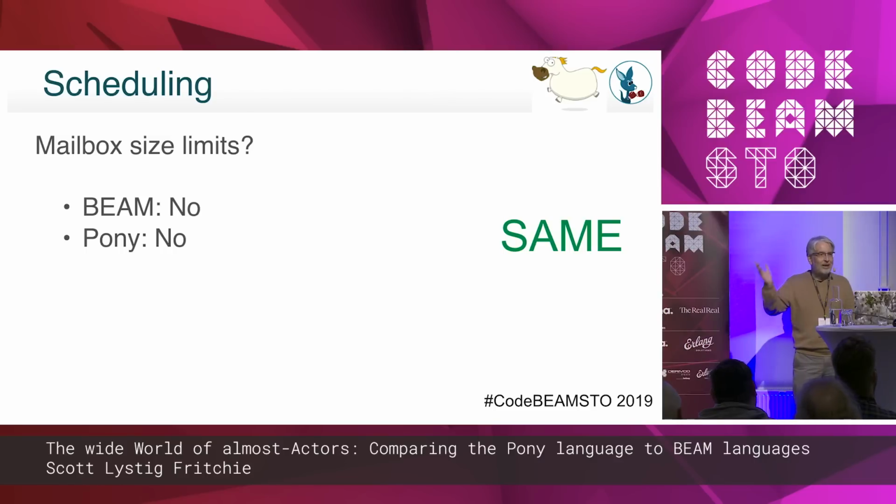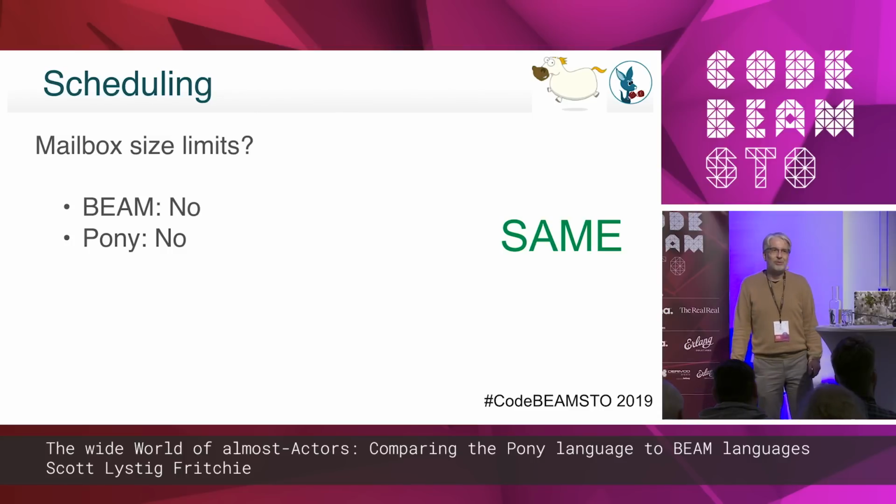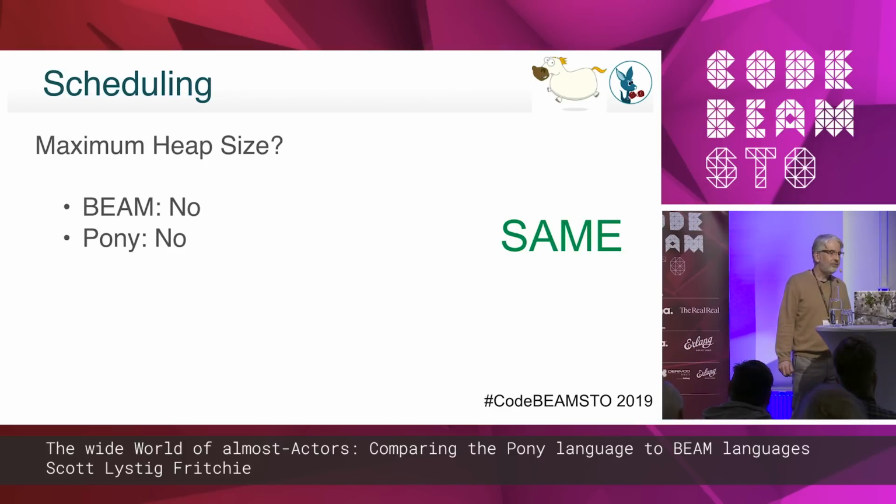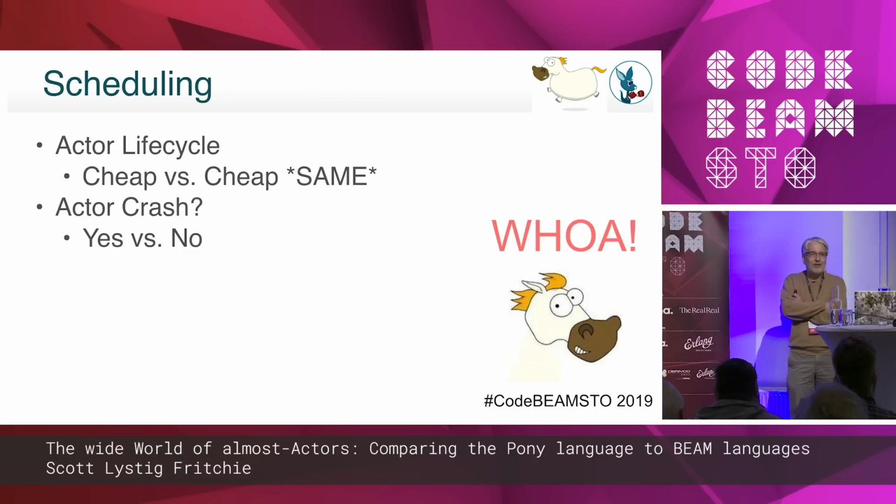And that gives you some other very nice properties for reasoning about the behavior of your program. Are there limits on the maximum heap size? No, in both cases. And so again, that comes with all the advantages and disadvantages of that design choice. We already talked about the expense of actors and processes. They're both pretty cheap. Can actors crash? In Pony, no, they don't. And of course, Erlang Beam processes certainly can and do.